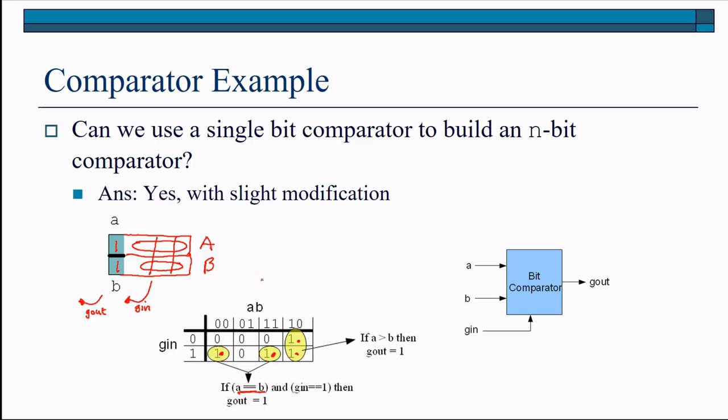So to summarize, what we've done here is we've modified our single bit comparator to take a third input, which is then used to produce our single bit output. And this third input, Gn, is the result of comparing the lower 3 bits of capital A with the lower 3 bits of capital B.